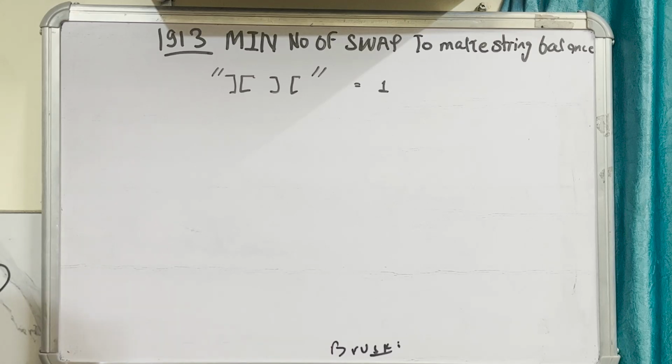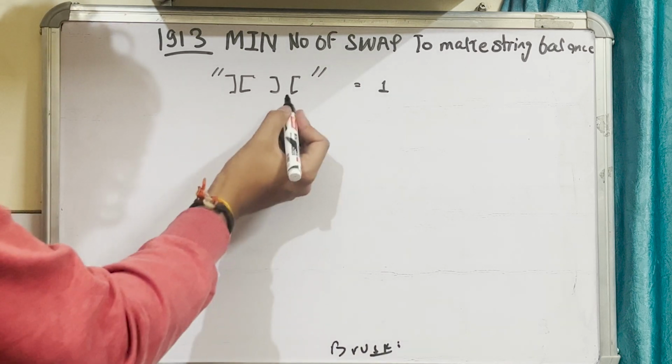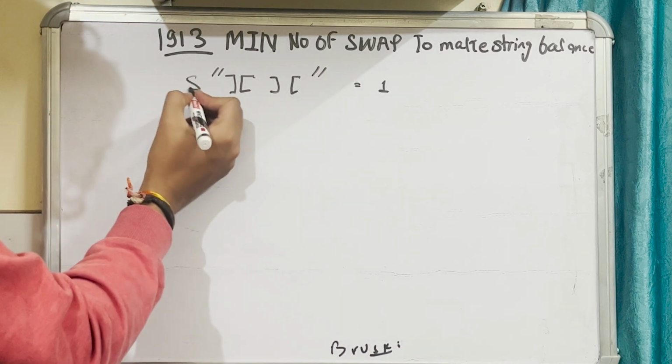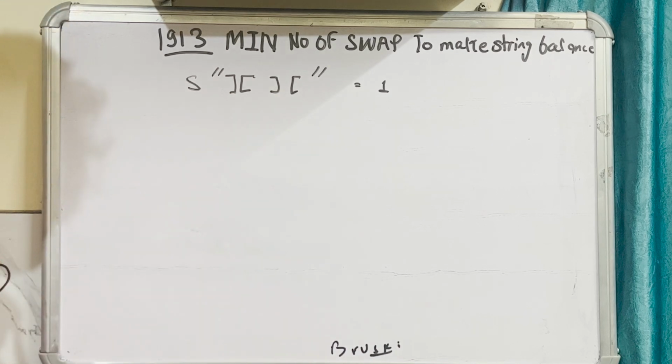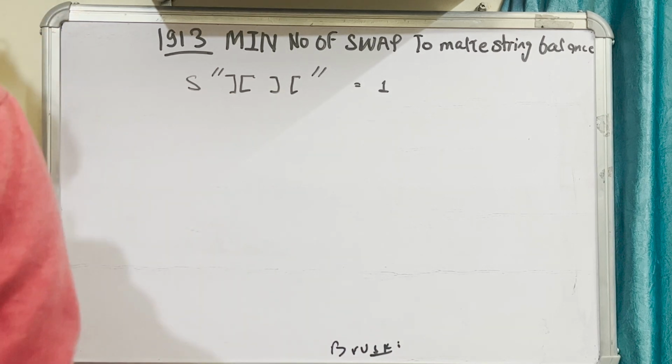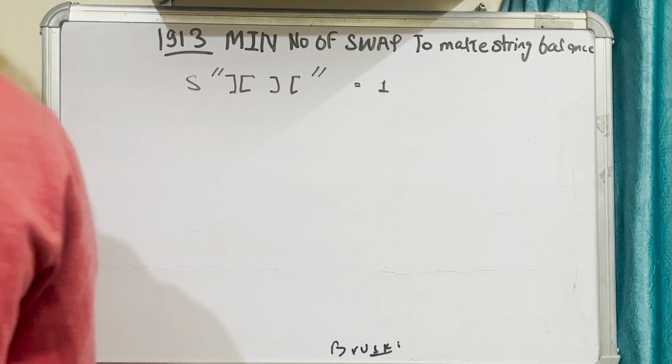To discuss question number 1913, which is minimum number of swaps to make a string balanced. So basically, we have a string given to us named s, and we have to return the minimum swaps to make it a balanced string. So according to the question, what is a balanced string?